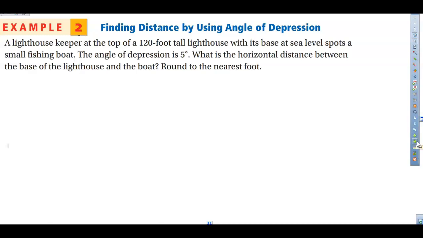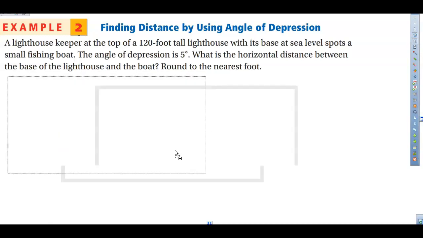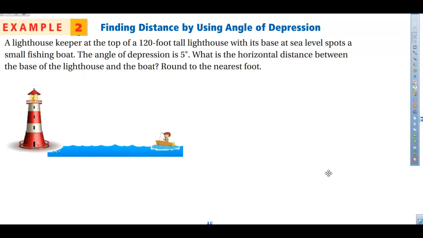So basically what we need here, if we start breaking this problem down, is we need to draw a lighthouse and a boat. Now, I get to cheat a little bit because I have clip art. But even if you just sketch it, which by all means a sketch is more than fine, we want to sketch a lighthouse and a boat. So go ahead, take a second to sketch that. All right, so if we look here, we know that the lighthouse keeper is at the top of the lighthouse, which is 120 feet tall. So I know that I can write 120 feet right here for the height of my lighthouse.